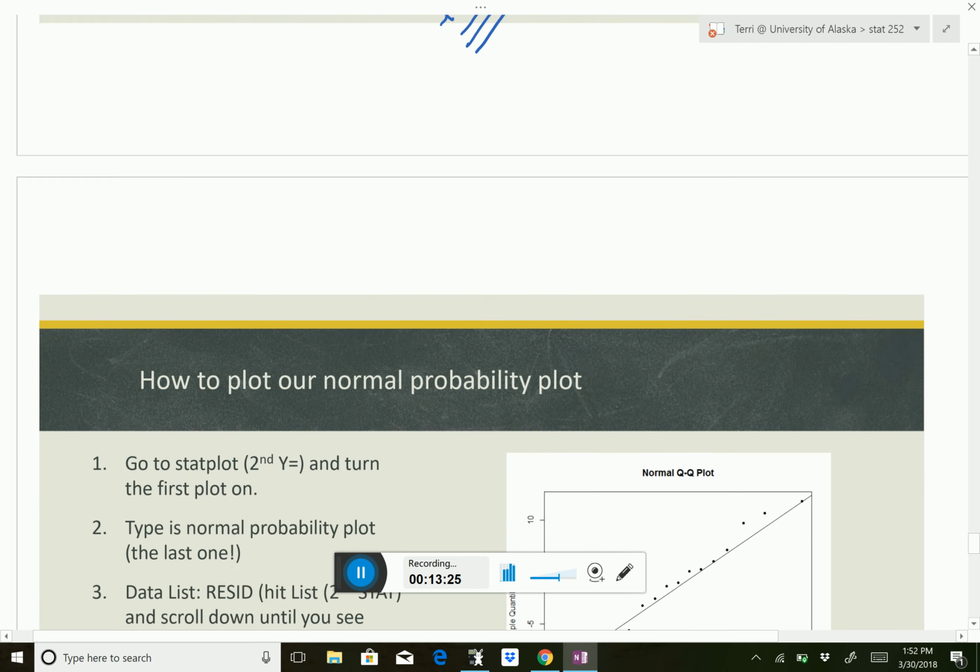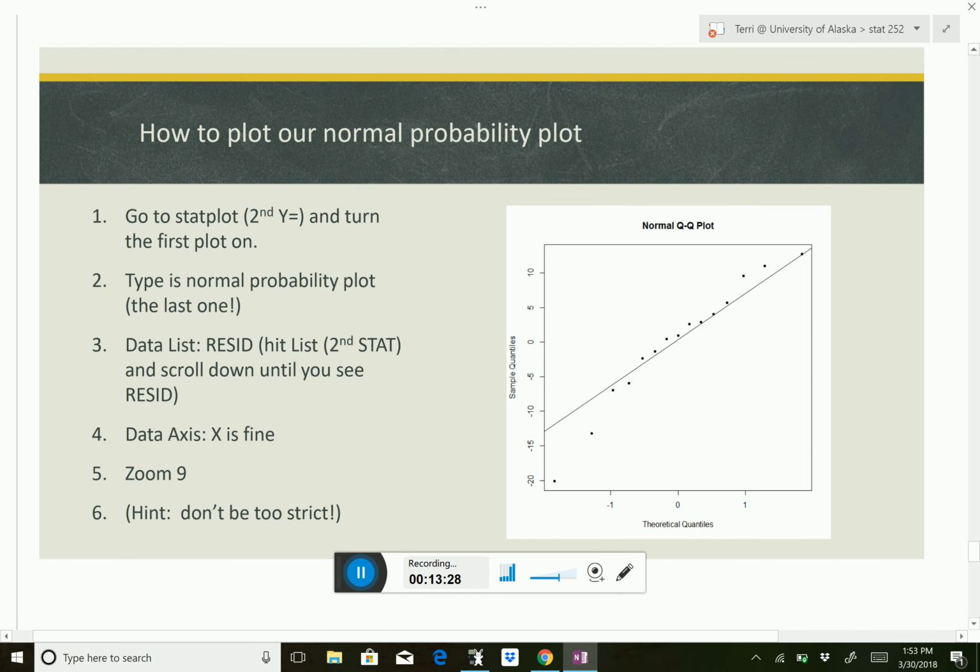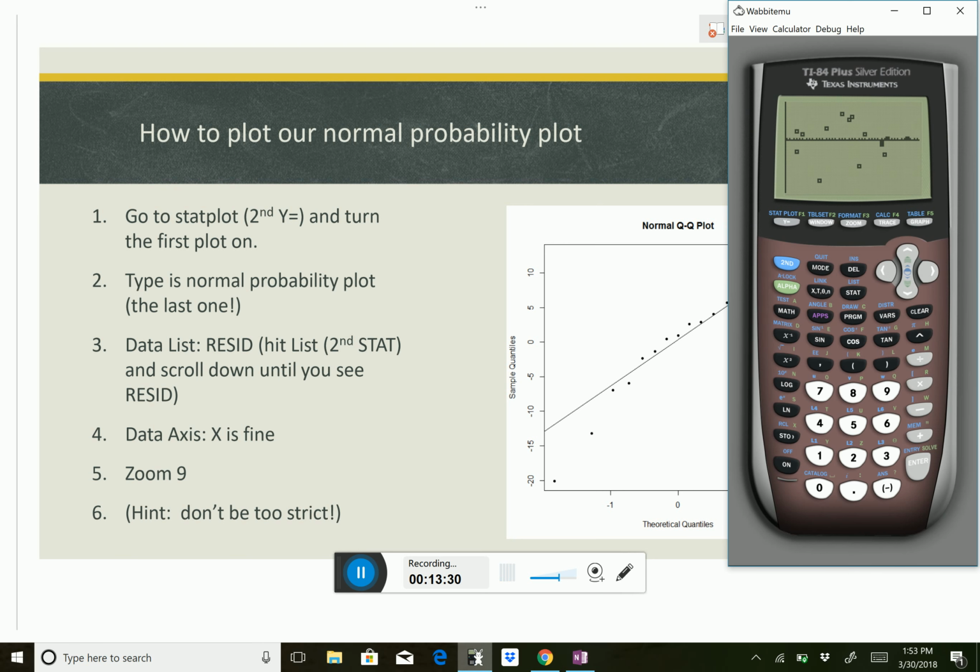So let's look at our normal probability plot for our data that we have. So again, I have my residual versus my X values. So what I'm going to do is I'm going to change this. So I'm going to go second Y equals. I'm just going to go to this first plot. I'm just going to change the first plot. I'm not going to try to turn another one on. So type is normal probability plot. Now we go to type, it's the very last one you see. So I got a side arrow, remember. It has to be the side arrow.